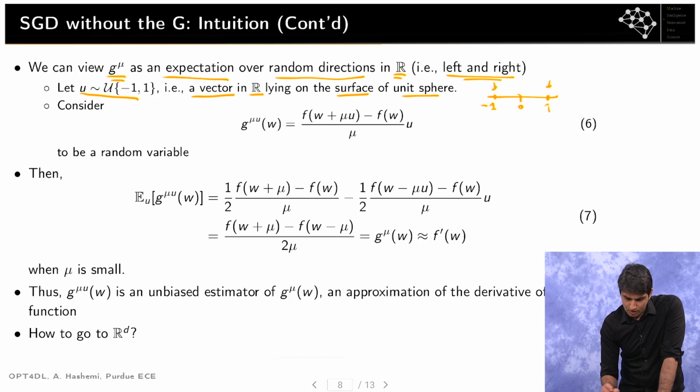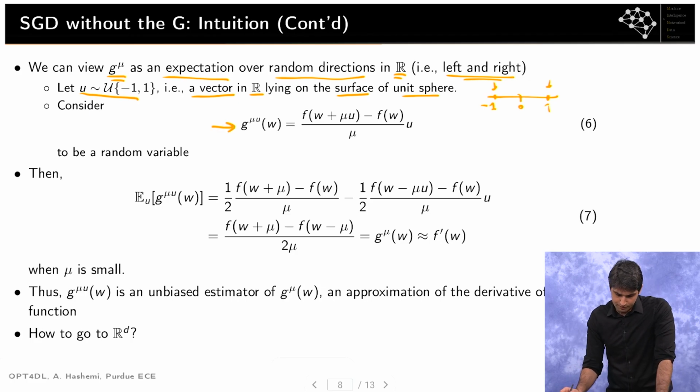Now consider this random variable. It's very similar to what we had in the previous slide, except I'm introducing U here and U here. And I'm also slightly changing the expression we had in the numerator. This is a random variable because U is random. U is a random direction. G is a function of U. Therefore, G is also a random variable.